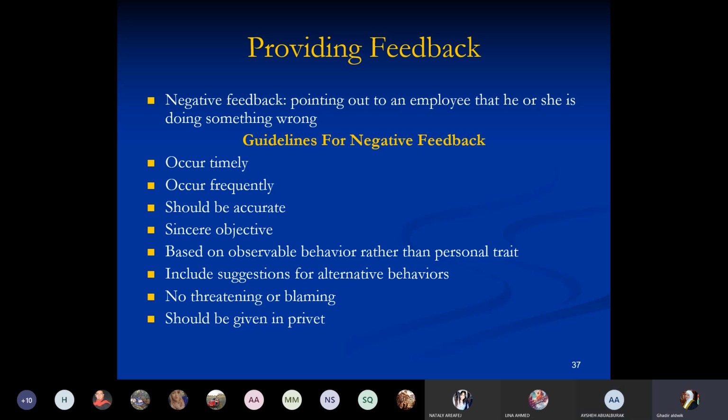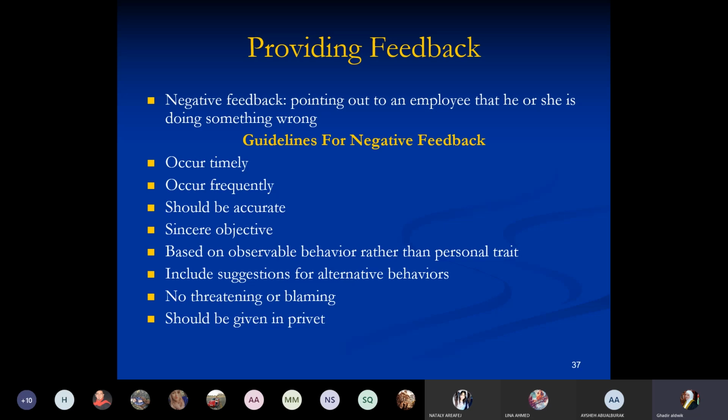While negative feedback is the feedback that you give to a person when he did something wrong, the guidelines are not entirely opposite. Take care. For example, both positive and negative feedback should occur timely and frequently, and should be accurate and objective. The same criteria as for positive evaluation. However, it is based on observable behavior rather than personality traits, the same for both. It includes suggestions for alternative behavior.